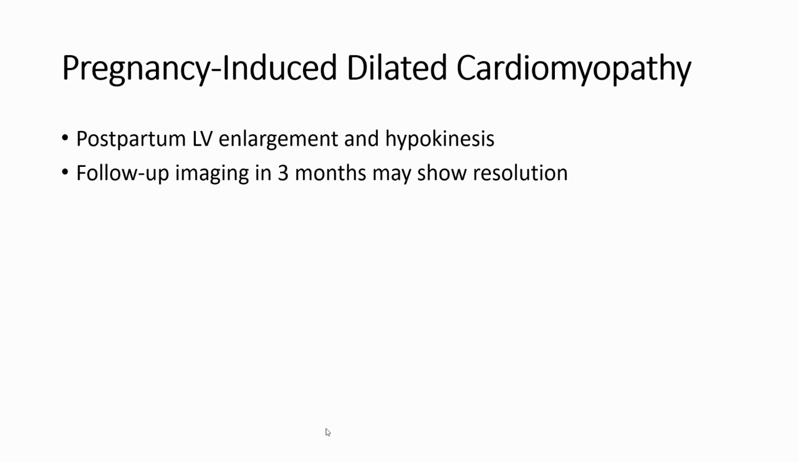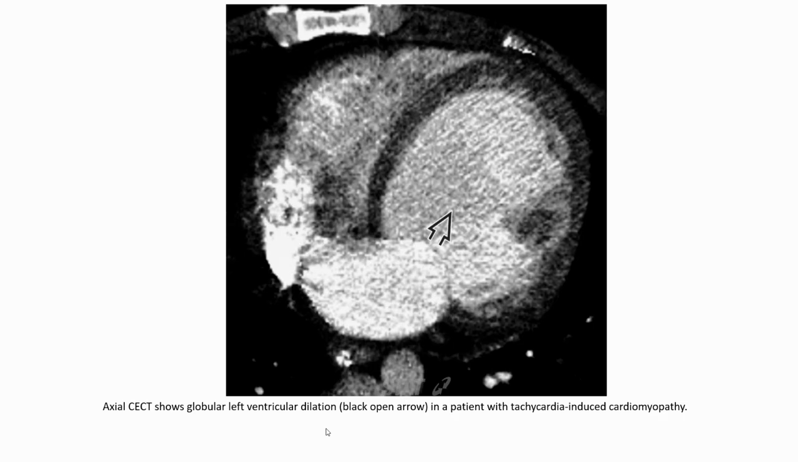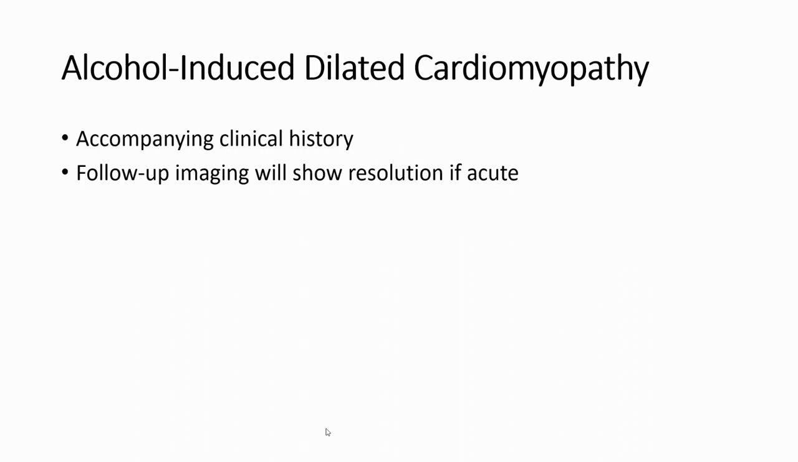Pregnancy induced dilated cardiomyopathy, postpartum, shows left ventricular enlargement and hypokinesis, which may show resolution in 3 months. This contrast image shows globular left ventricular dilatation in a patient with tachycardia induced cardiomyopathy. Alcohol induced dilated cardiomyopathy is accompanied by a clinical history, and imaging views of resolution if abstinence is pursued.